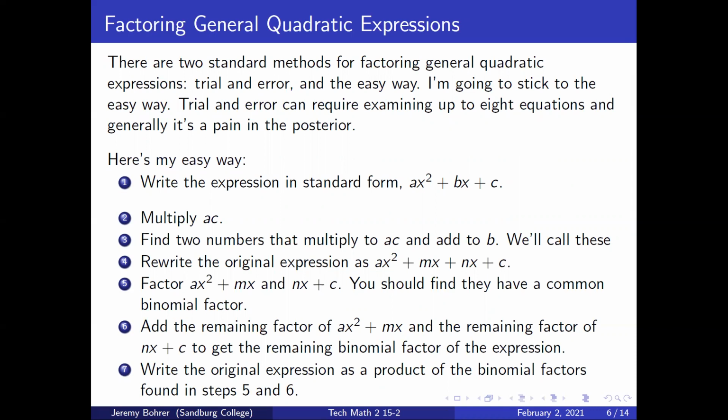Factoring general quadratic expressions. There are two standard methods for factoring general quadratic expressions, trial and error and the easy way. I'm going to stick to the easy way. Trial and error can require examining up to 8 equations, and generally it's a pain in the posterior.